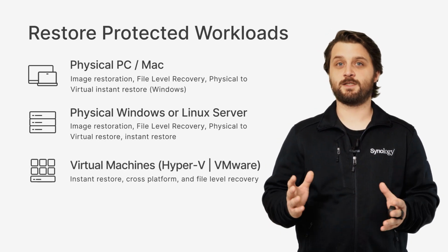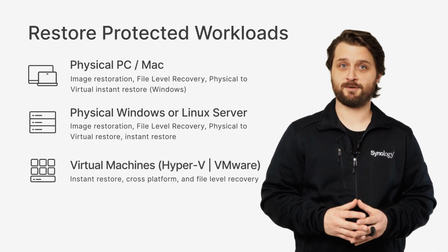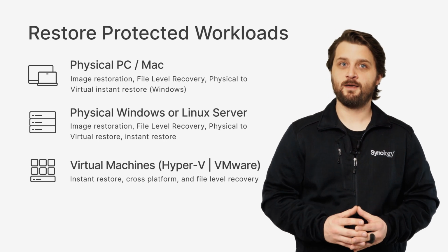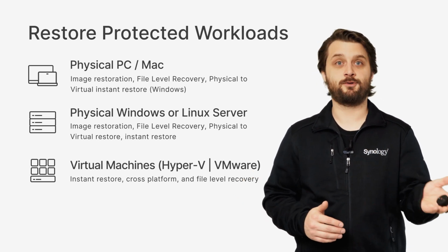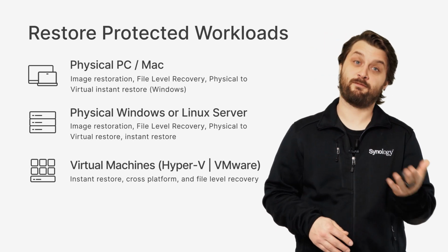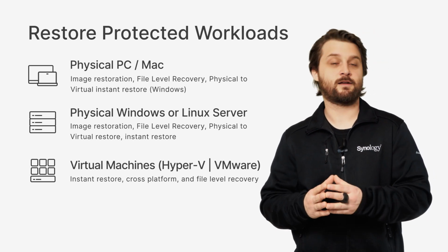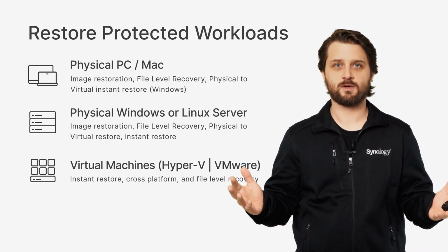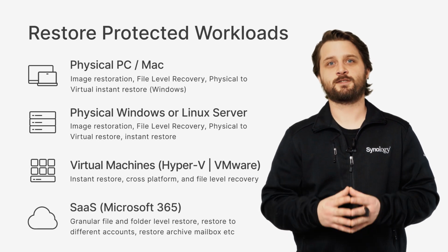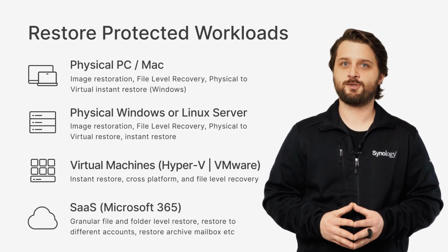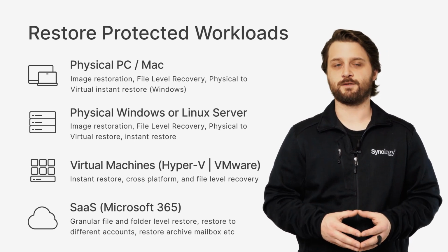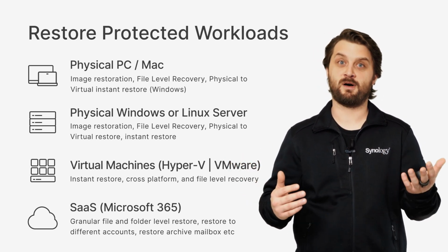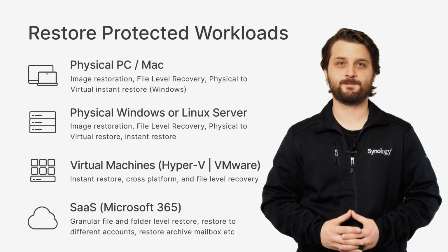Next on the list is virtual machine restores inside of ActiveProtect Manager for Hyper-V and VMware. Both of these backup sources can enjoy instant restore back to their original platform or cross-platform, and do file level recovery and full recovery back into those platforms, of course. Last on the list, we have software as a service with Microsoft 365, which allows for granular file and folder level restore to different accounts, or restore archive mailboxes, permissions, and the like.